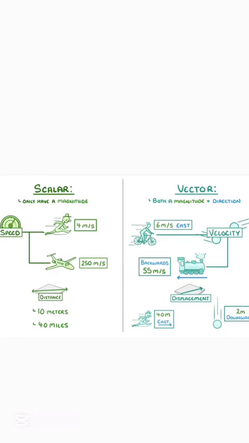Now we will see together what is the difference between the scalar of velocity and the vector of velocity. Scalar only has a magnitude, whereas vector has both a magnitude plus direction. Okay? When we say speed, we can say, as an example, the man has a speed of 4 meters per second. The speed of the airplane is 250 meters per second. Whereas the velocity of a bicycle is 6 meters per second east. So it's very important to mention the direction when we talk about velocity.